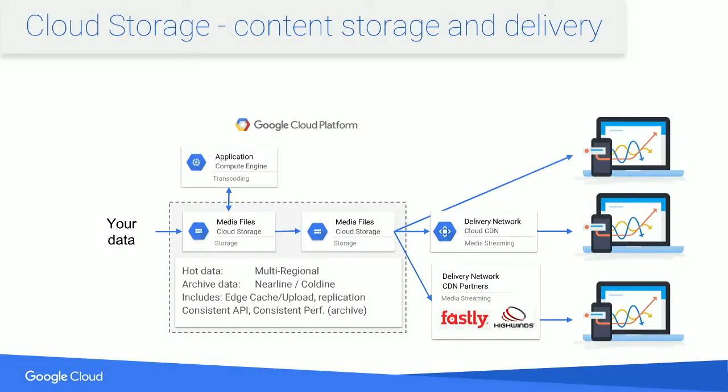Now, going into a bit more detail, here is an example of how cloud storage is used for content delivery and storage. You would load your data into cloud storage, your media files, for example. You would run Compute Engine to render the media files. For very hot data, you would store it in multi-regional, and that's generally data that you are serving to your customers. For content that is not so commonly used, you could store it in nearline or coldline to reduce your storage costs. And we have lifecycle policies available that you can use to automate some of this process.